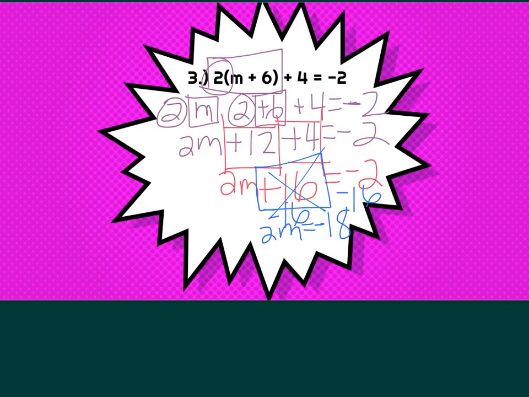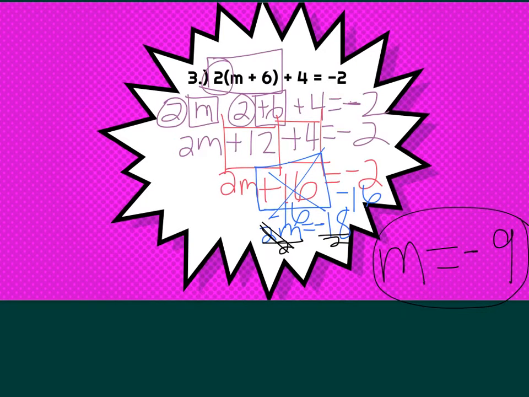Last thing we need to do is get rid of this multiplication, the 2 times the m, so we're going to divide by 2. That cancels out the 2 and leaves m equals, the negative divided by a positive is a negative, and 18 divided by 2 is 9. Your answer is negative 9.